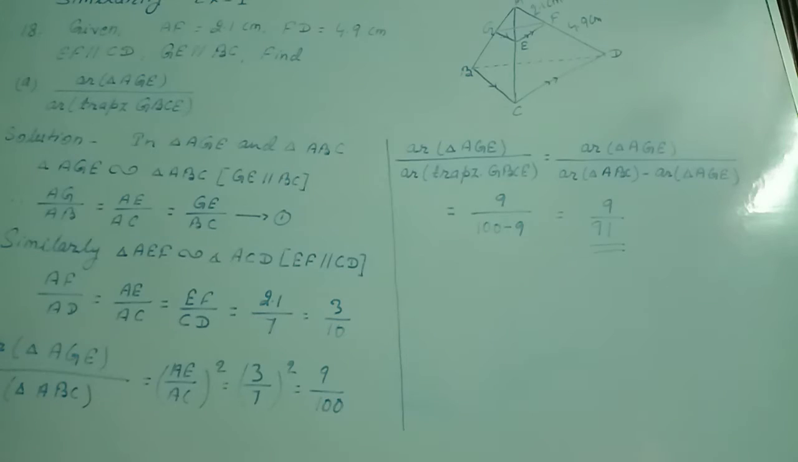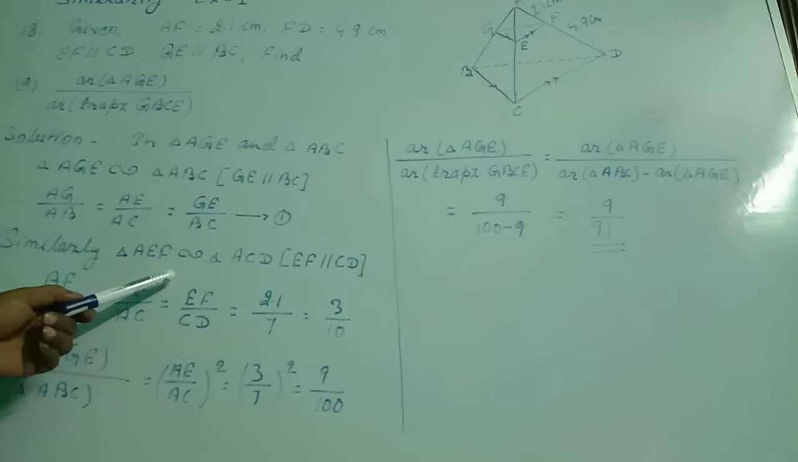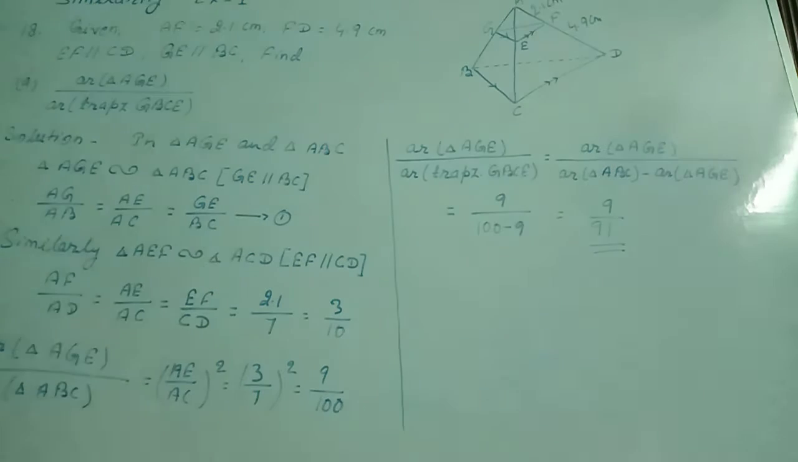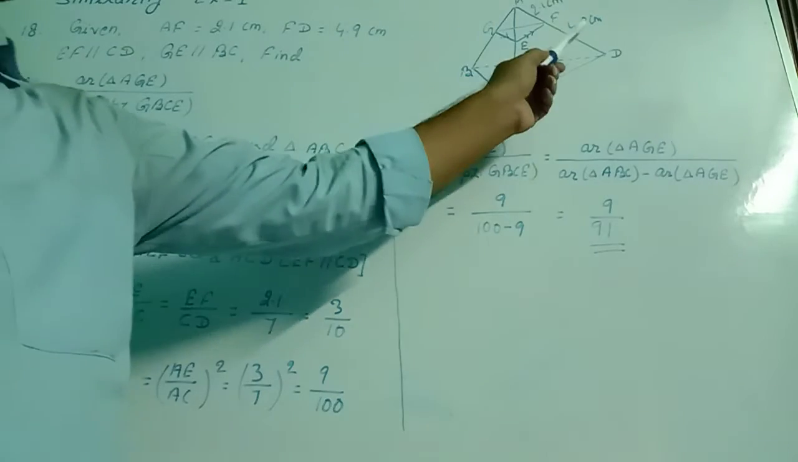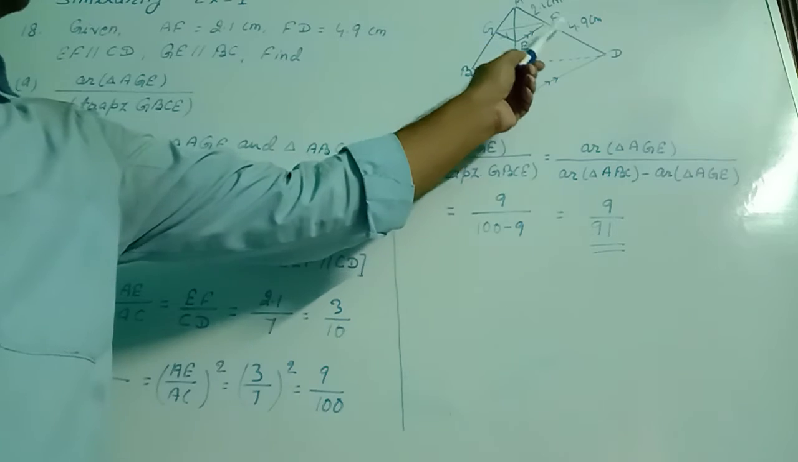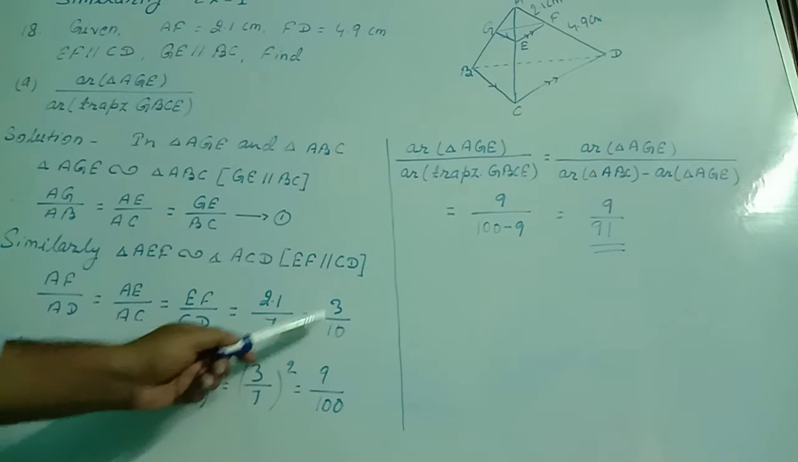But we do not have this value. I considered equation number 1. Now again I proved these two triangles AEF and ACD. These two triangles are similar by the same rule. EF is parallel to CD, and I wrote the ratio of the corresponding sides, that is AF by AD equal to AE by AC equal to EF by CD, that is equal to 2.1 by 7 because AD is AF plus FD. So 2.1 plus 4.9, that is equal to 7. This simplification became 3 by 10.